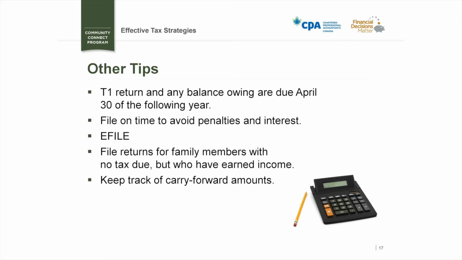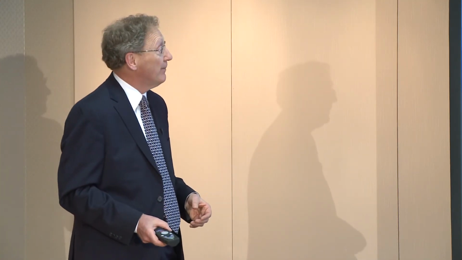If you don't have a very complicated return, e-filing is a wonderful way to do it. It's fast, it's efficient, and as we mentioned before, it's very important to file all family member returns. Could create RSP contribution room. There may be certain tax credits that they're entitled to that will actually give them refunds of tax when they haven't actually made very much income. So all that is very important to keep in mind.